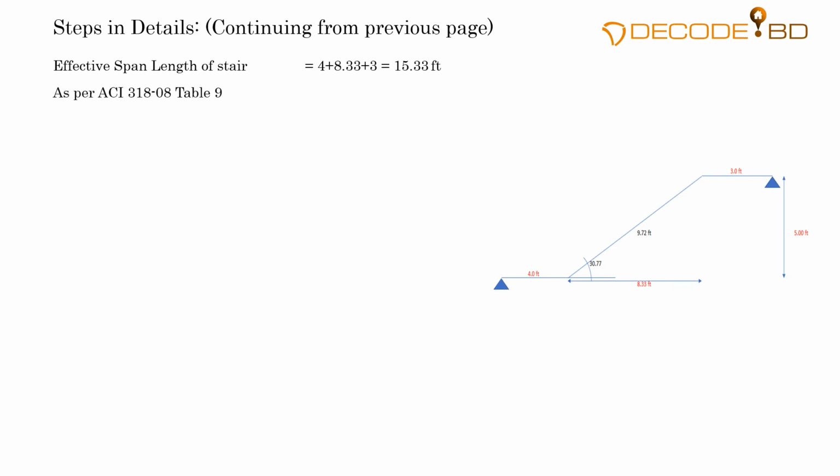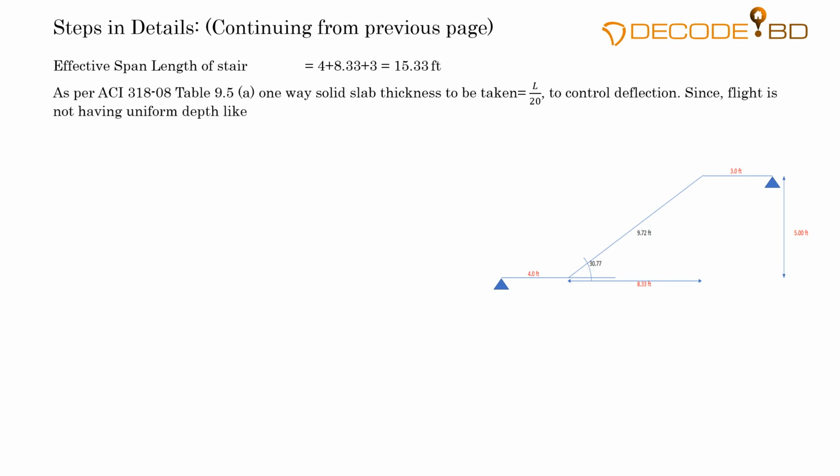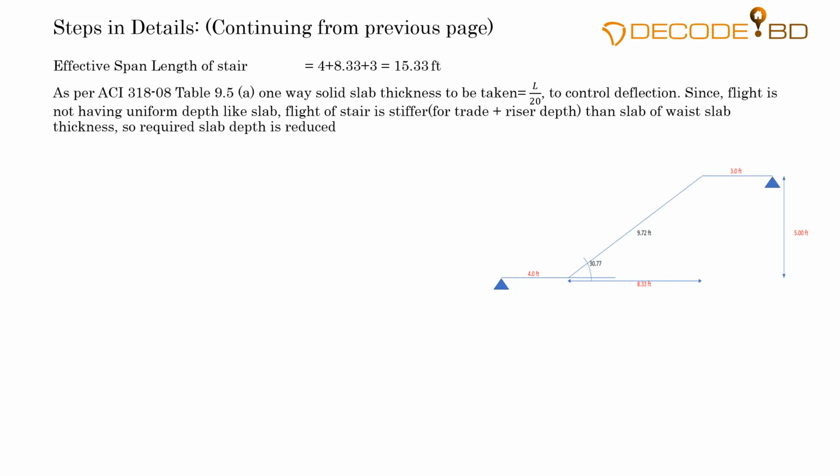As per ACI 318-08 9.5a, one way solid slab thickness is to be taken as L by 20 to control deflection. Since the flight is not of uniform depth like a slab, the flight of the stair is stiffer because of the tread and riser depth, so it will be stiffer than a slab of waist slab thickness. So the required slab depth is reduced by 15%. Otherwise it will be very uneconomical.